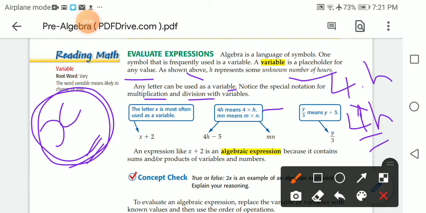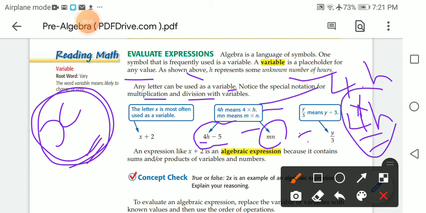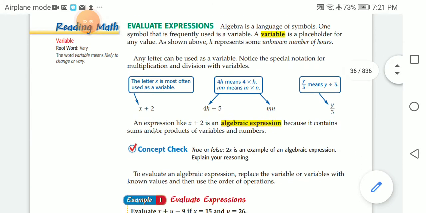I have told you this before inside the class, when you were in grade 7. Here mn means m times n. So I can write mn beside each other, and I can write 4h minus 5 here. This is a full expression. y over 3 means y divided by 3. The fraction means what? Yes, I can hear you. The fraction means division. It's very important. And we are grown up now, so it's easy.